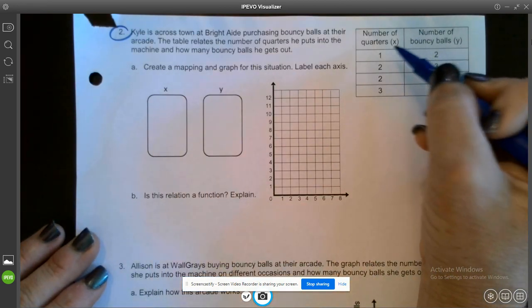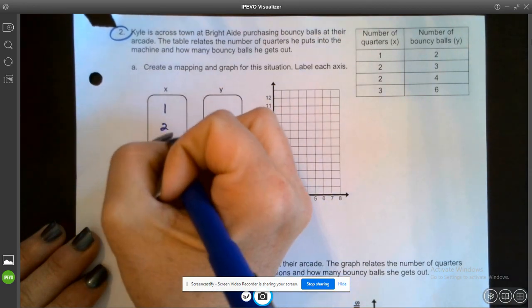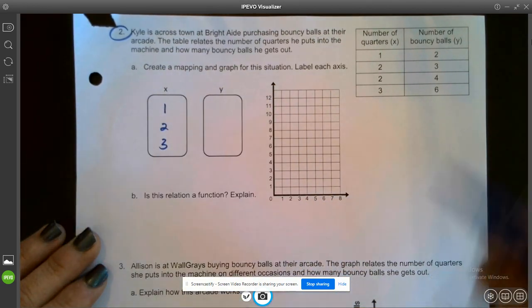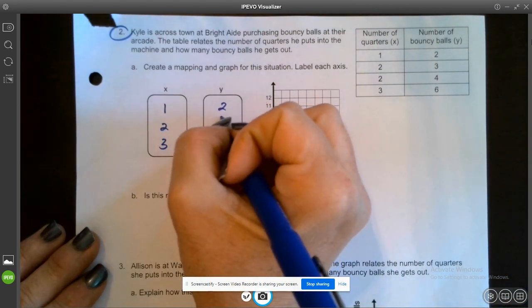Pretty easy here. I've got 1, 2. Whoa, I've got 2 twice. Interesting. But I'm only going to write it once. I'm not going to write it twice. And my y values look like I've got 2, 3, 4, and 6. I'm going to write them all down.